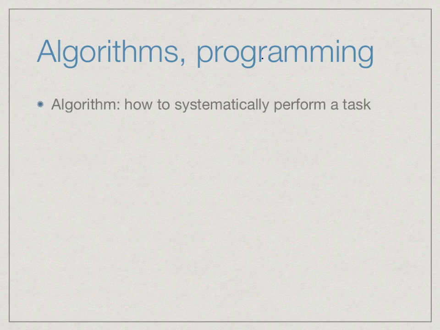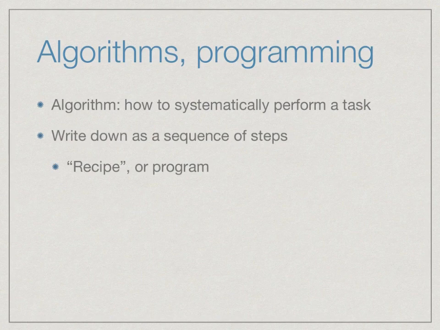As most of you probably know, an algorithm is a description of how to systematically perform some task. So an algorithm consists of a sequence of steps, which we can think of as a recipe, in order to achieve something. The word recipe, of course, comes from cooking, where we have a list of ingredients and then a sequence of steps to prepare a dish. In the same way, an algorithm is a way to prepare something or to achieve a given task. So in the context of our course, a recipe is what we call a program.